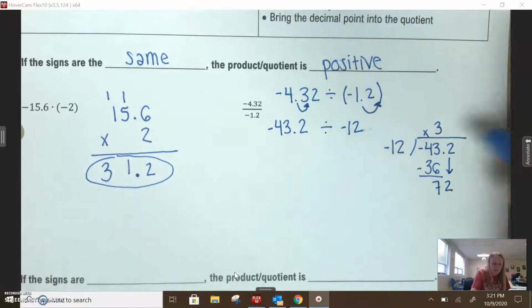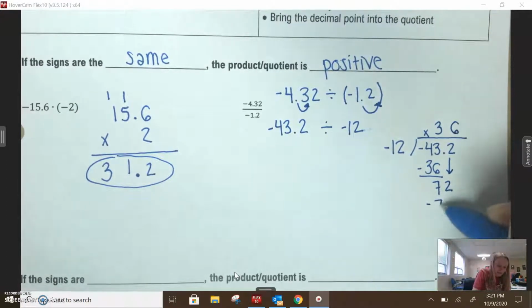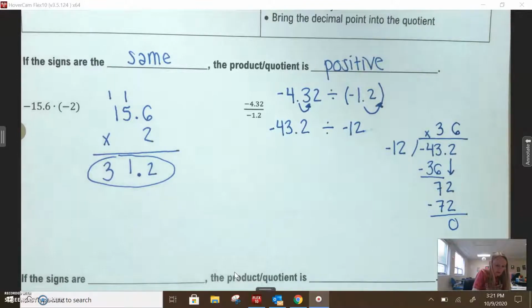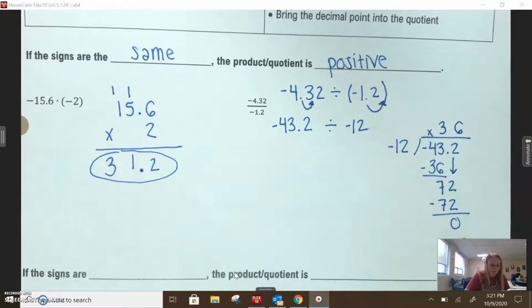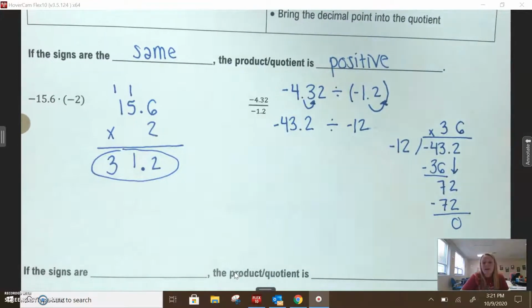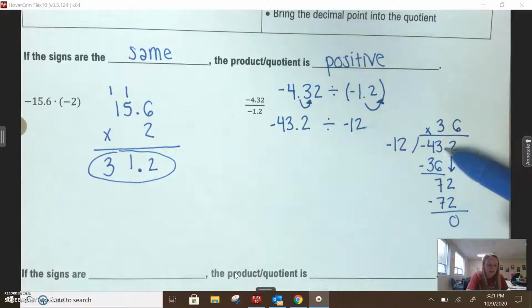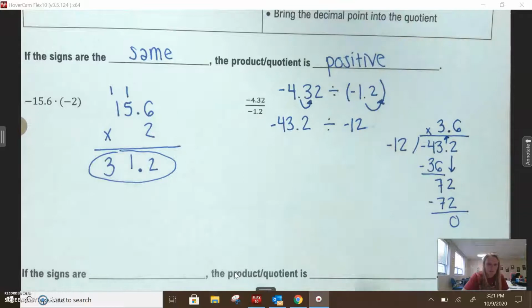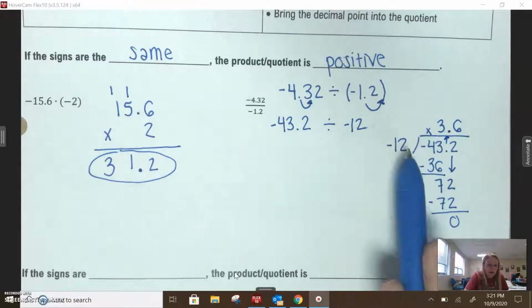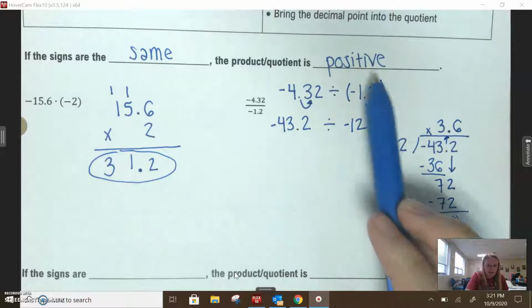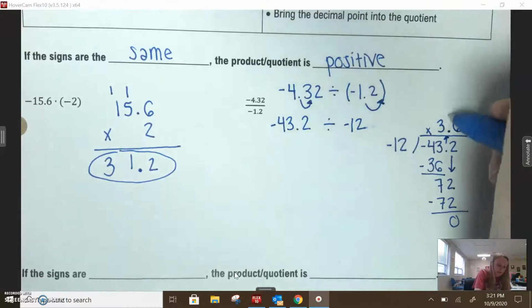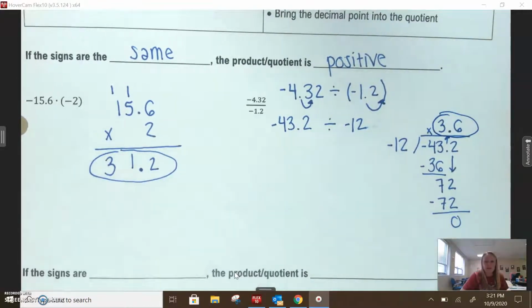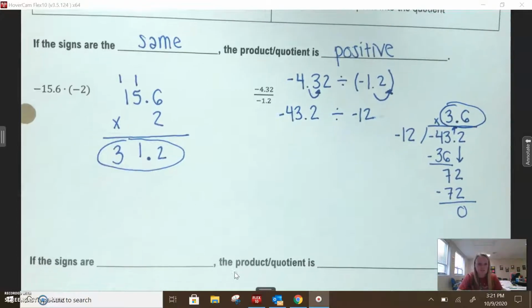12 goes into 72 6 times, and it goes in perfectly. So I'm not going to have to do anything else after that. Okay, so the last two things that we need to remember is our decimal. So that goes in the same spot it was in before. So I'm going to have 3.6. Then I look, if I had a negative divided by a negative, I'm going to have a positive answer. So positive 3.6 would be my final answer here.